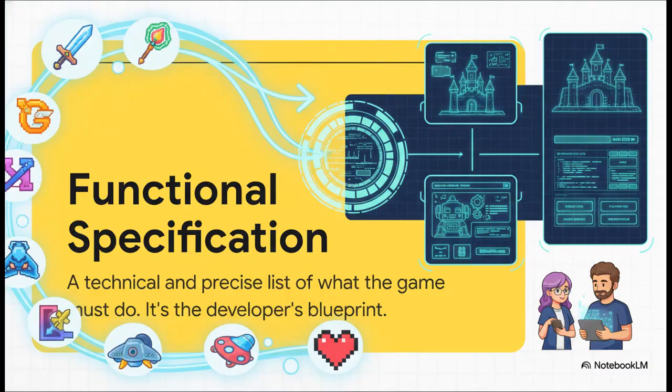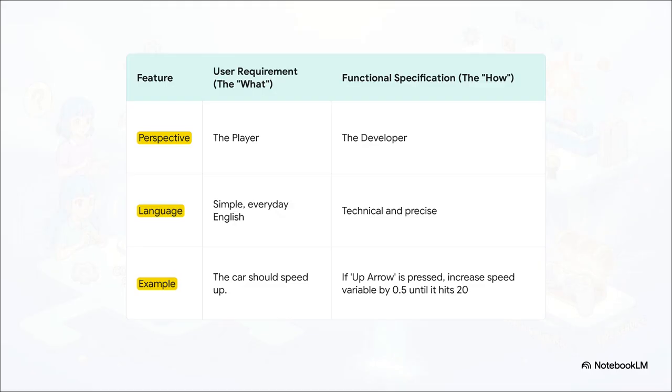Okay, now that we've got the player's wish list, we need to translate it into a language that developers can actually use. And that's where the functional specification comes in. This is the technical blueprint. It's how we turn a player's wishes into concrete, step-by-step tasks for the game's code. And this table just lays it all out perfectly.